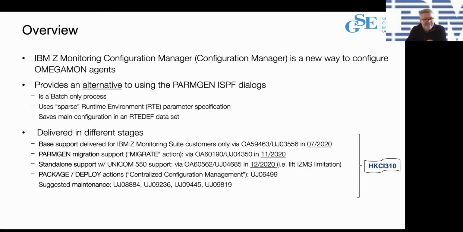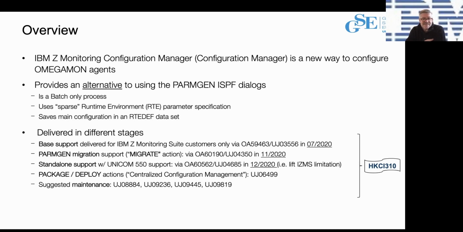And there's a new data set that's been created called the RTE-DEF data set, and this just holds information about your installation parameters. All the other data sets that PalmGen uses are still there. We still use those data sets. So, for example, the WCONFIG data set that PalmGen uses is still there. And you can migrate from PalmGen to Configuration Manager, and it will bring all your parameters across for you.